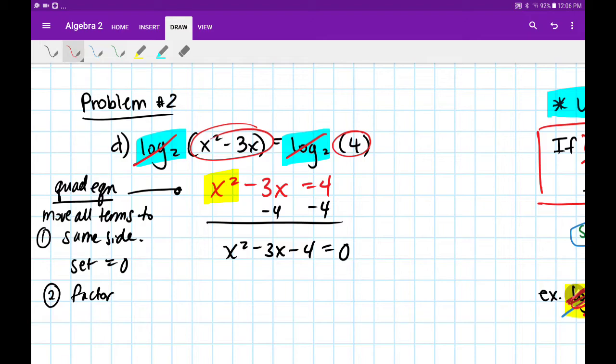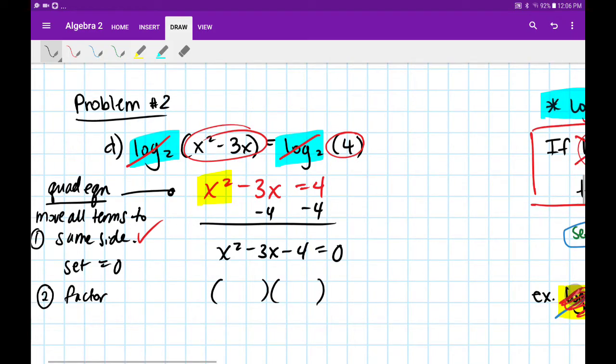And now I'm ready. I finished step 1. Now I'm ready to factor. So try it yourself, of course, first. This is going to factor into x minus 4 and x plus 1, meaning that my two answers are actually x equals 4 and x equals negative 1.